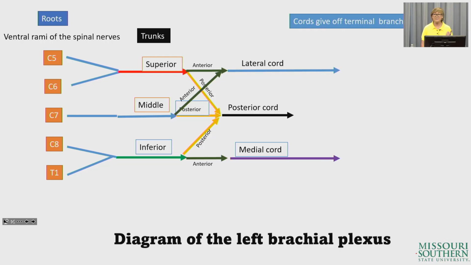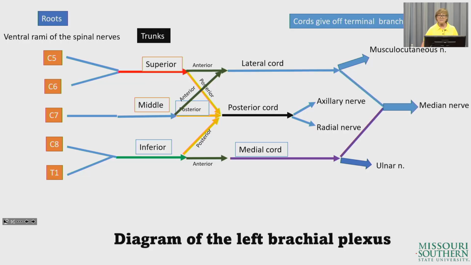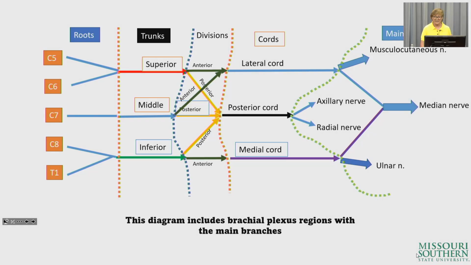Cords give off terminal branches, and the posterior cord gives off 2 terminal branches: axillary nerve and radial nerve. The lateral cord gives off the musculocutaneous nerve, the medial cord gives off the ulnar nerve, and the lateral and medial cords join, forming the median nerve. So this diagram represents all of the regions of the brachial plexus and terminal branches.